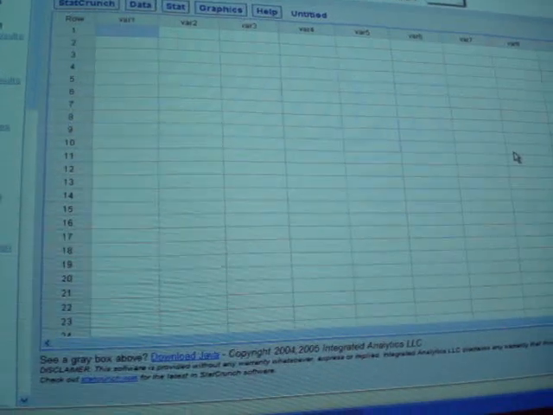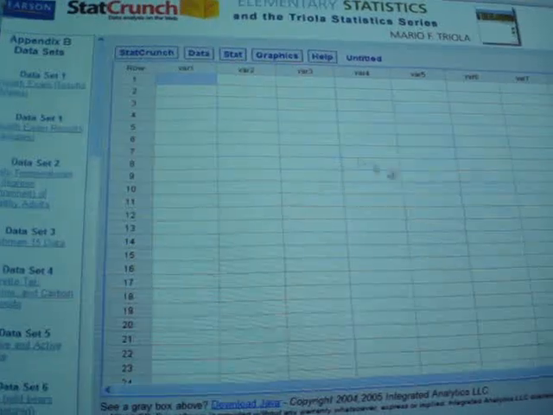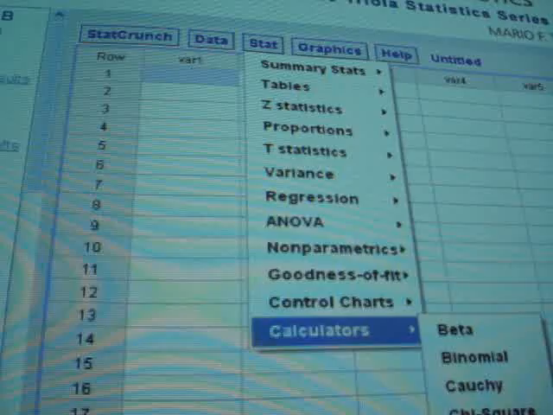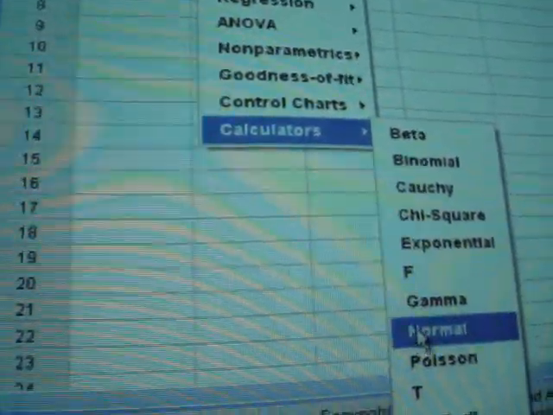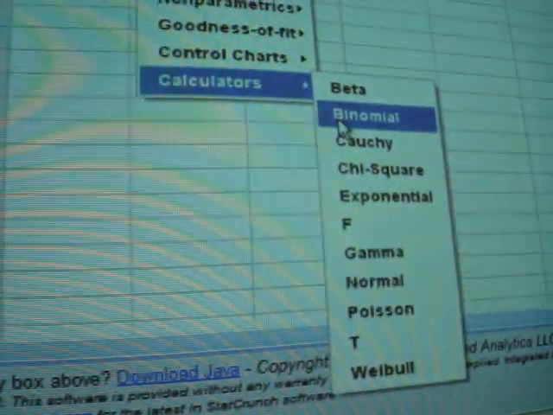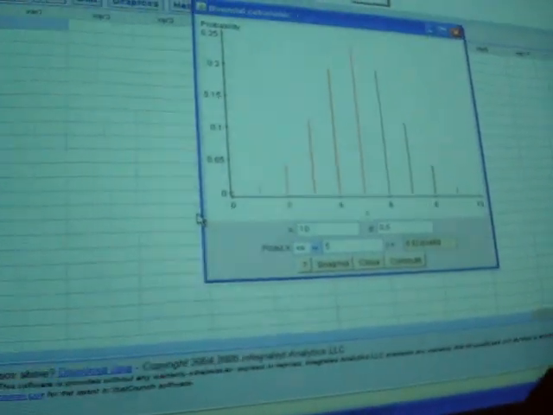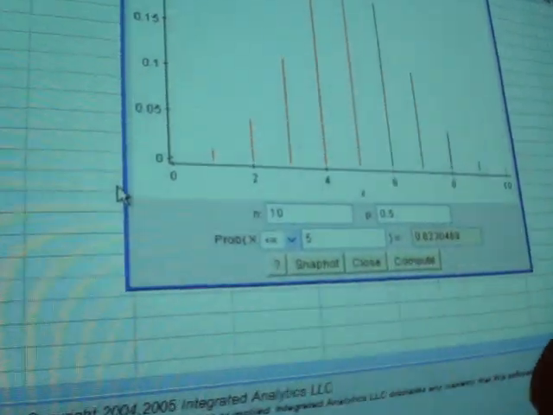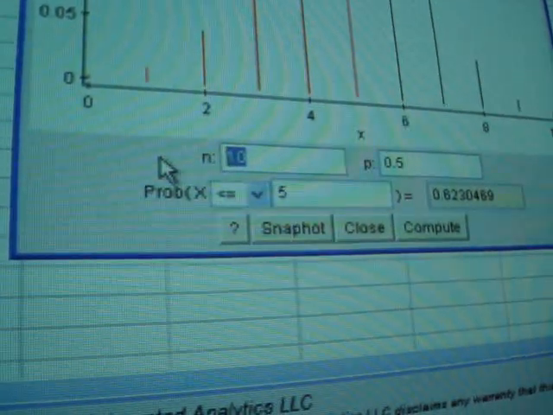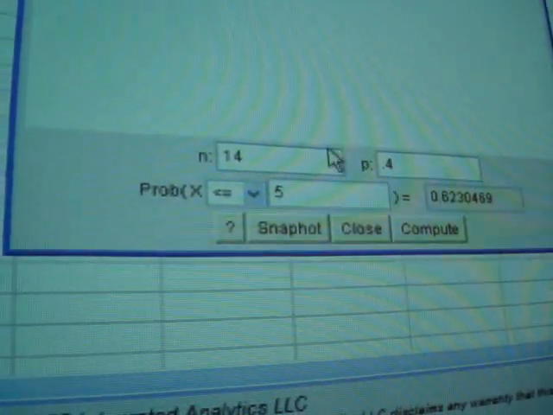To find binomial probabilities or any other probabilities, normal or anything else we might want to find, go up to Stat, Calculator, and then choose the one you want to use. We want to use binomial, but may also end up using normal later on, or maybe some of the other ones as well. Okay. So it defaults to n equals 10, p equals 0.5. We need to change those to what we want. In our problem, n was 14, and p was 0.4.